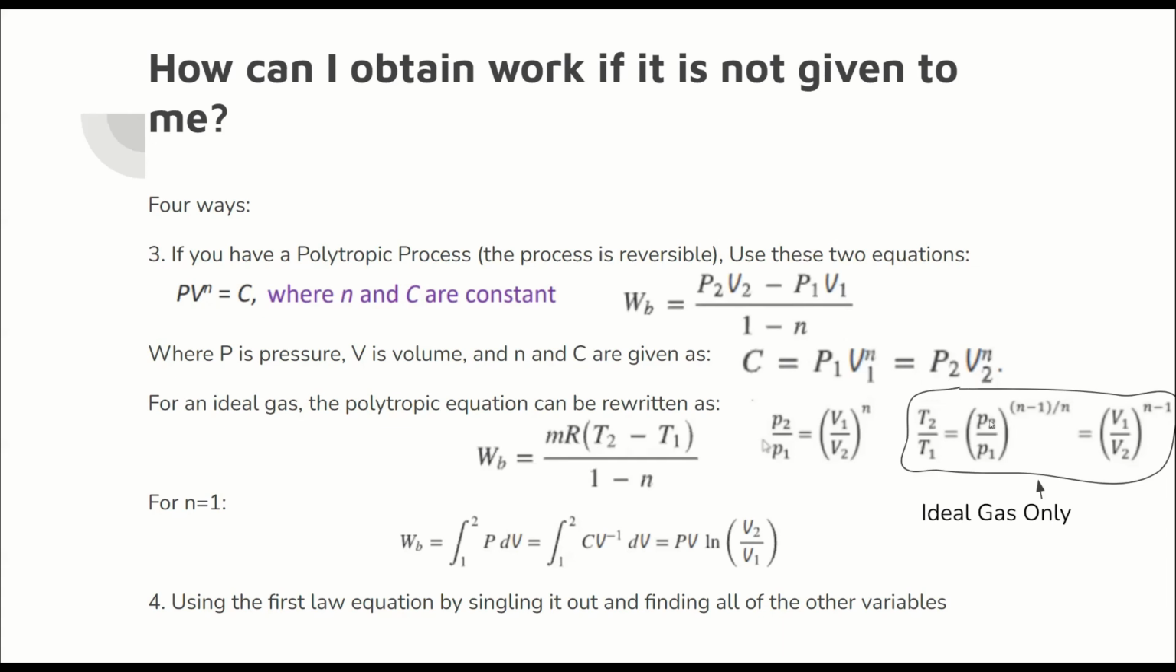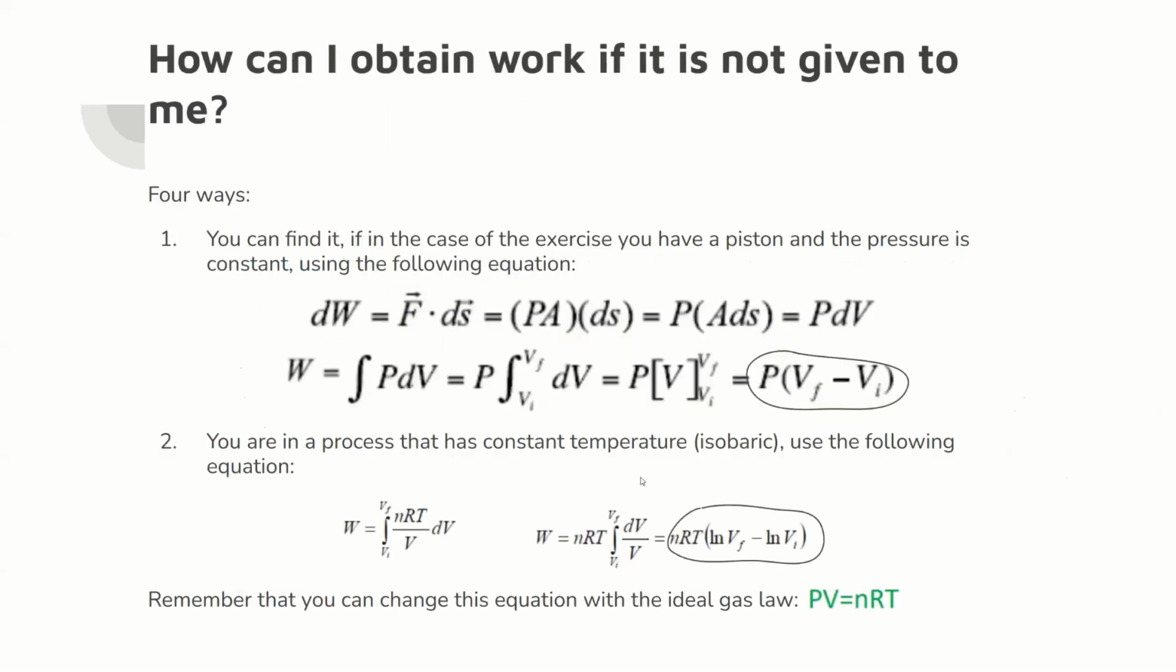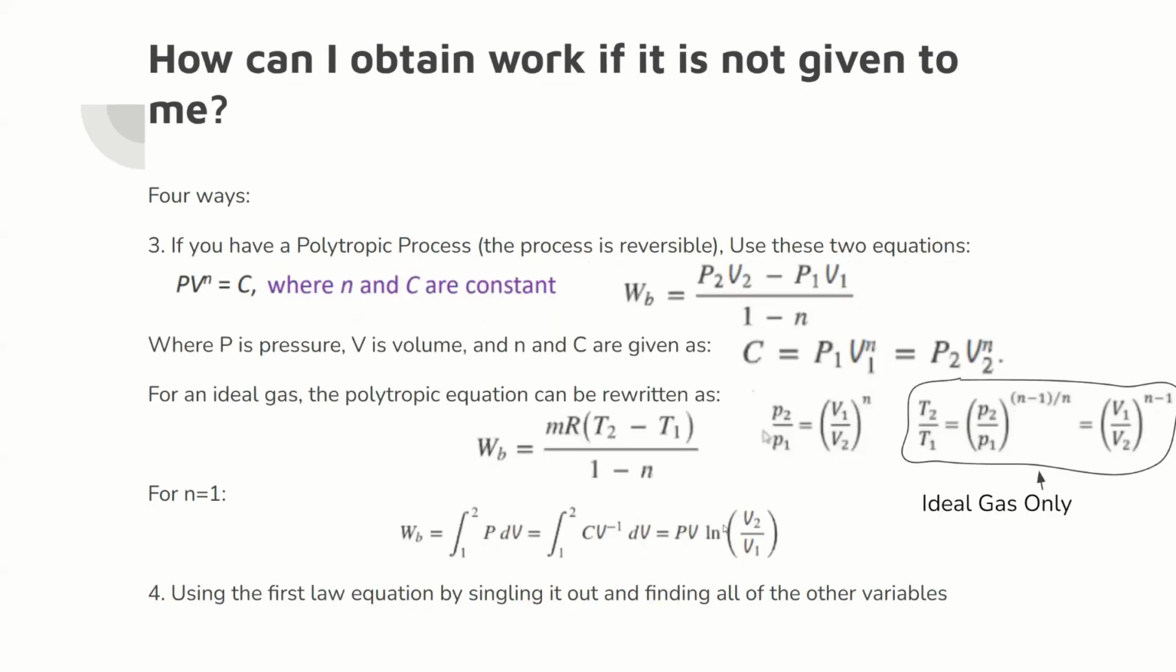And if you have an ideal gas, you can use these equations as well, relating the temperature change with the pressure change, the temperature change with the volume change, or the pressure change with the volume change. If you have n equal to 1, which never happens, you just go back to this, which I believe is just this. I think so, yeah. But this almost never happens.